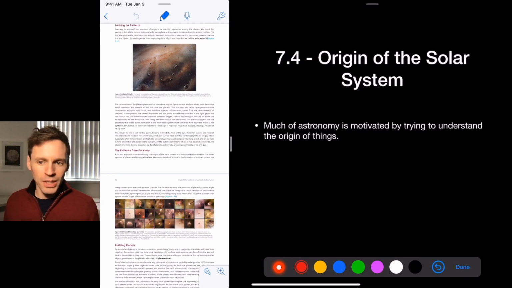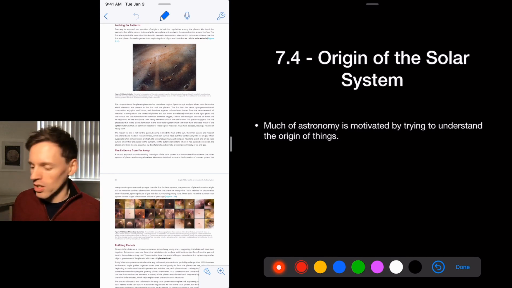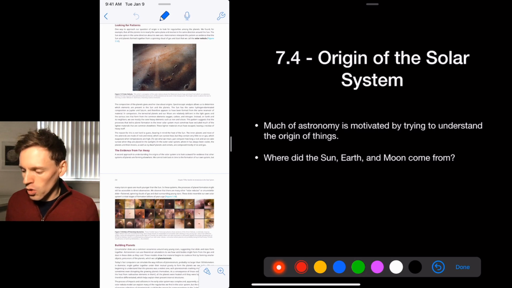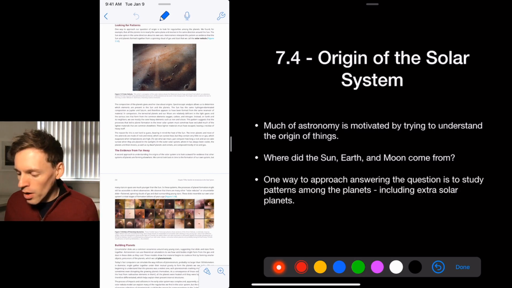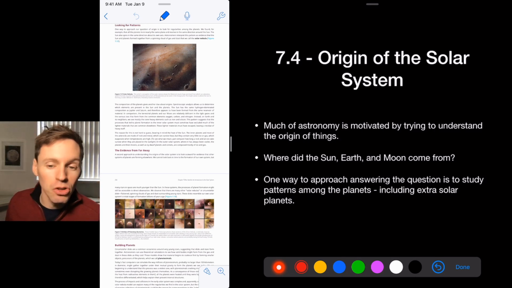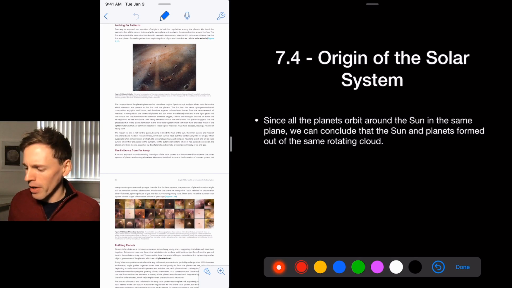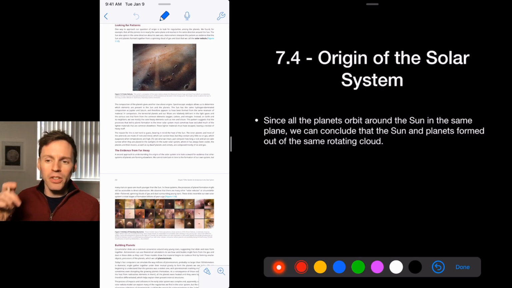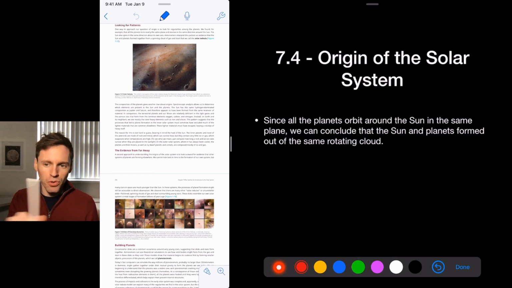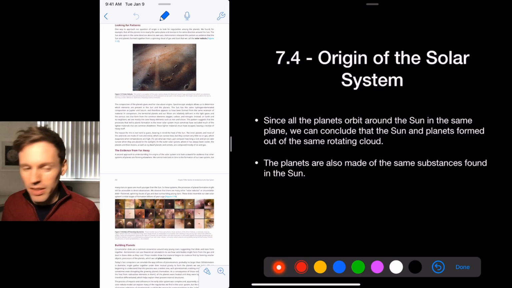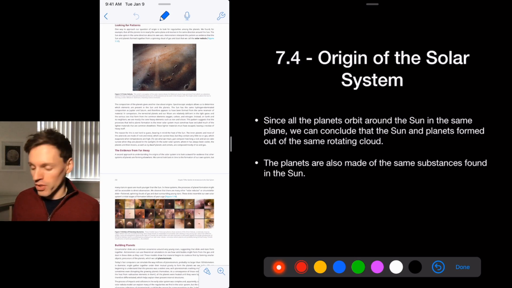So much of astronomy is motivated by trying to understand the origin of things. Where did the sun, earth, and the moon come from? One way to approach answering the question is to study patterns among the planets, including planets around other stars. So since all the planets orbit around the sun in the same plane, we can conclude that the sun and planets formed out of the same rotating cloud. This is an angular momentum argument. The angular momentum conservation argument. The planets are also made of the same substances found in the sun.